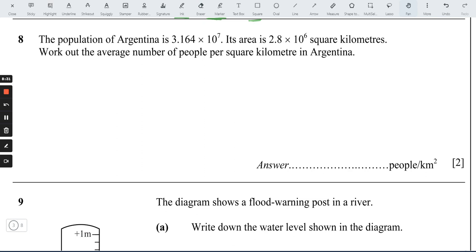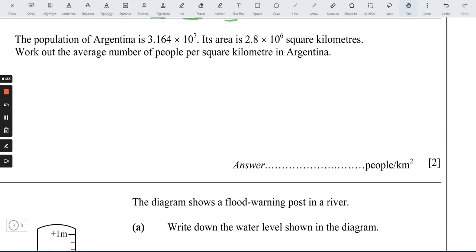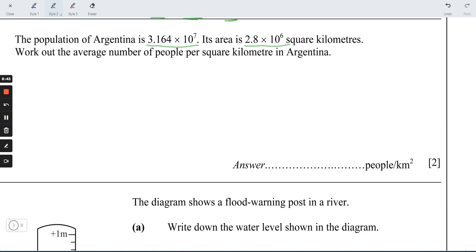Work out the average number of people per square kilometer in Argentina. As we know, these numbers are written in standard form. So now we can directly write, and we can show some work: 3.164 times 10 to the power of 7 divided by 2.8 times 10 to the power of 6, and we can use our calculator here.